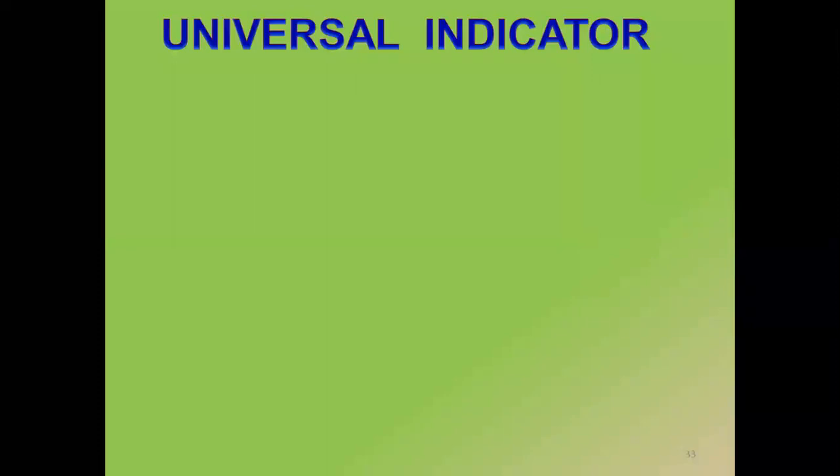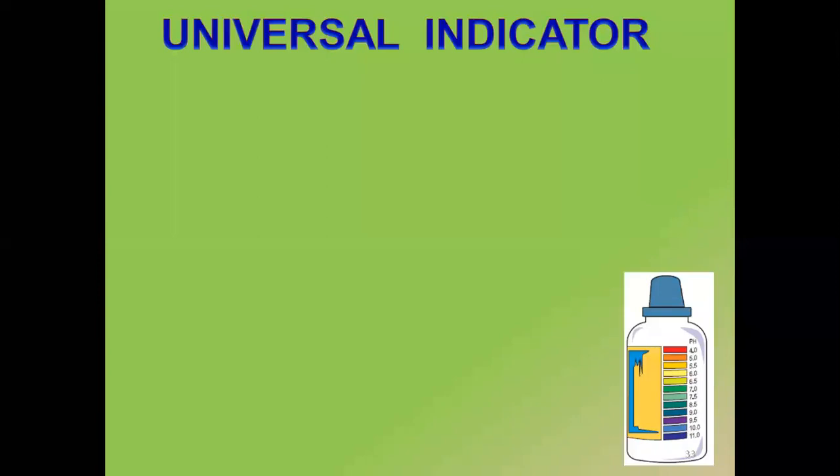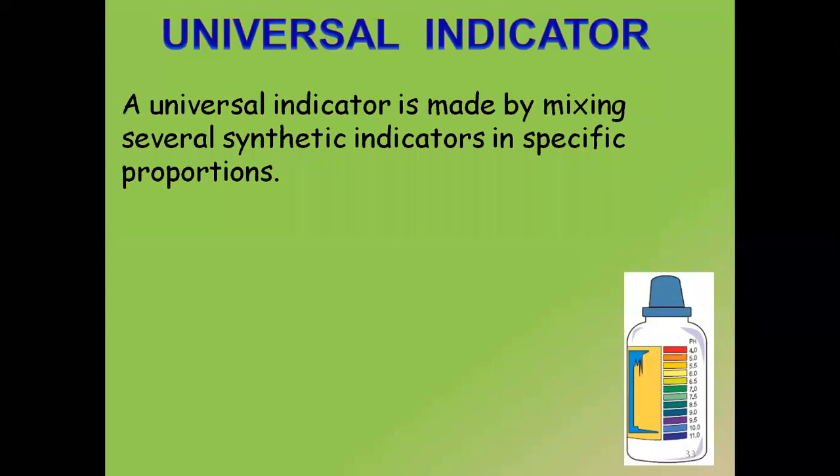After learning synthetic indicators, the most important indicator which is required for this academic year is called the universal indicator. Have you heard about this term, universal indicator? Yes, have you heard? Very good. For those students who might have forgotten, universal indicator is made up of several synthetic indicators mixed together in a specific proportion. The name is given universal because a lot of solutions are mixed together to make it. This is the bottle of the universal indicator.